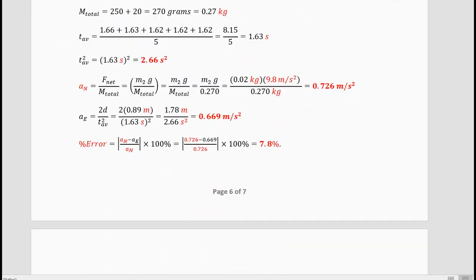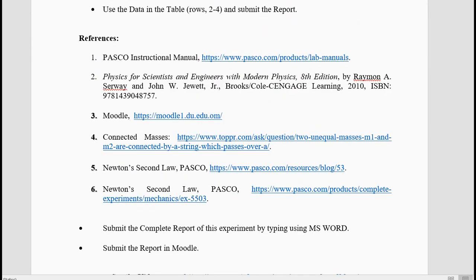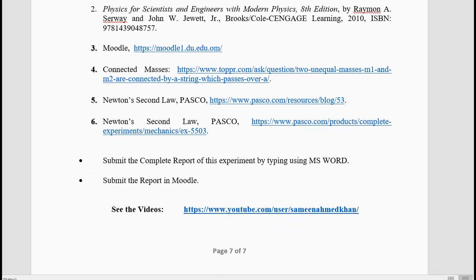There are no graphs here, and you just have to submit these calculations, and these are your references. This is the PASCO manual, this is your physics textbook, the Moodle website. This is a very good website, fourth one for the connected masses. There are two more PASCO websites. Please have a look at them, and also look at my videos in this subject and other subjects.